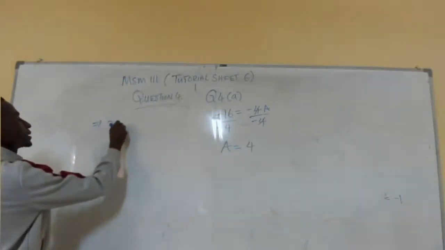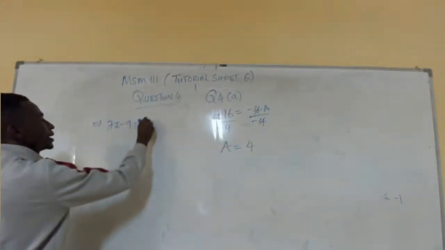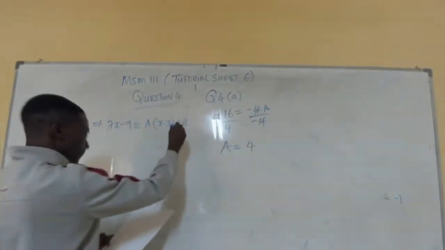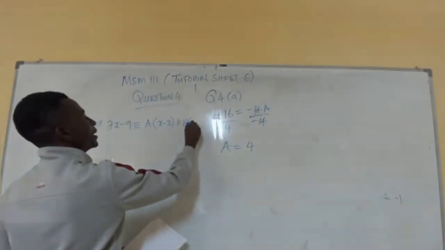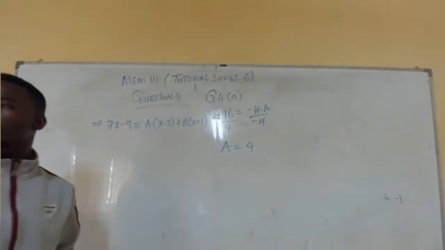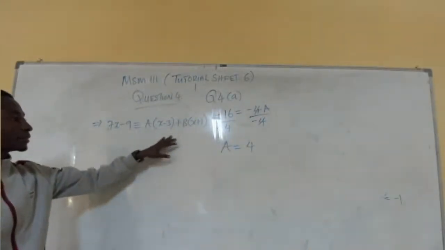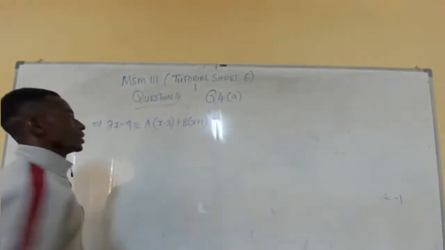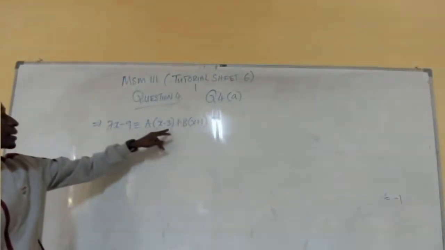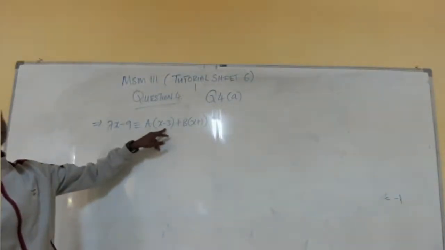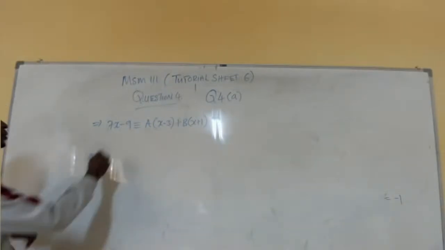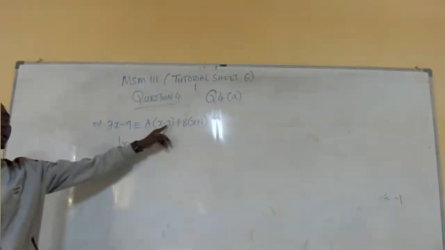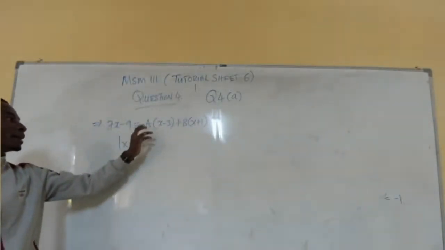We have 7x minus 9 equivalent to a, we say x minus 3 plus b, x plus 1. So that's what we have. So now for us to find the value of b, we are going to make a 0. How are we going to make a 0? You say at x equal to 3. So that if you substitute there, you say 3 minus 3, the answer is 0. So 0 multiplied by a, it's 0.